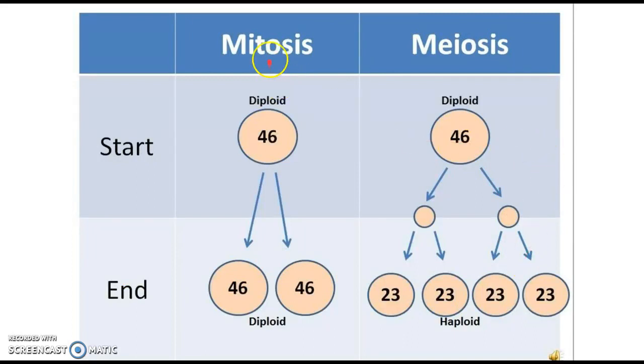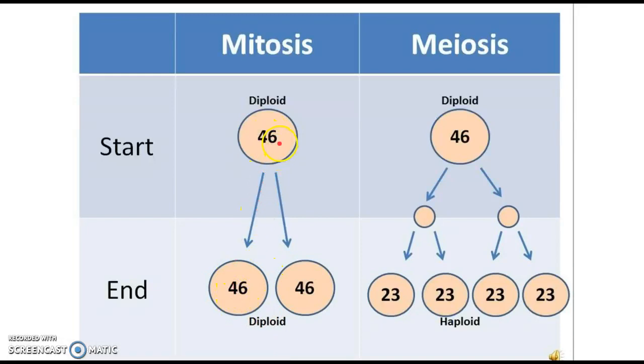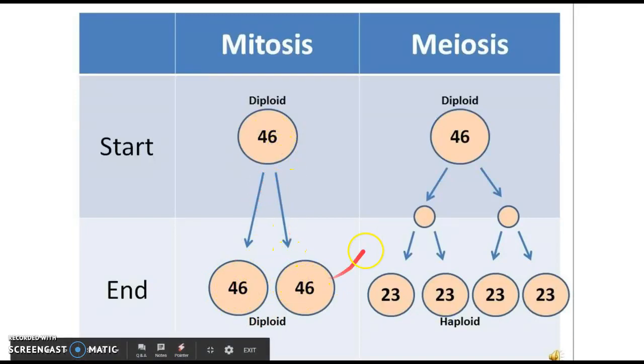This is an overview in mitosis. We start off with one cell with 46 chromosomes. That's how you know this is a human cell. We end up with 2 identical cells that look exactly like the first one. We are essentially cloning that cell.